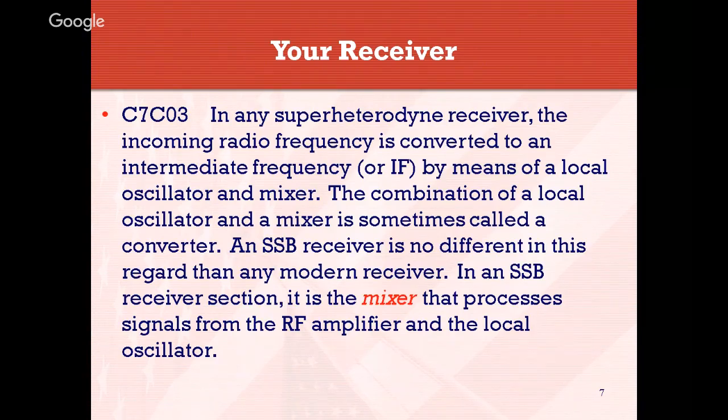In a single sideband receiver section, it is the mixer that processes the signal from the RF amplifier and the local oscillator. It's taking that RF signal. The local oscillator is kind of a beat frequency type of oscillator, which is going to extract the information it needs to send on down the line for further processing before it gets to your speaker.